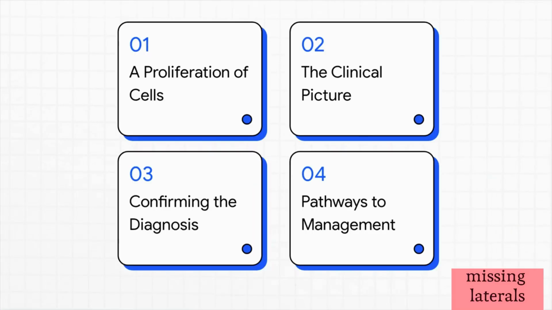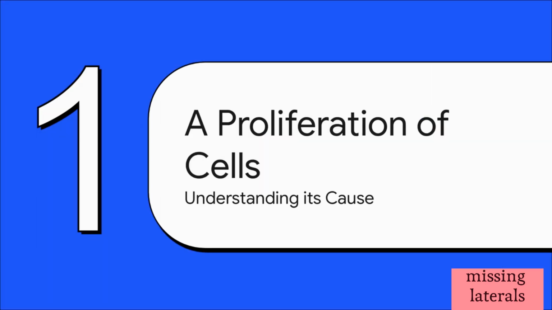Dive right in. So here's our game plan. We'll start at the very beginning, at the cellular level, to get to the root cause. Then we'll look at the clinical appearance. After that, we'll cover how a diagnosis is actually confirmed, and we'll wrap up by exploring the different ways it's managed. First up, a proliferation of cells.